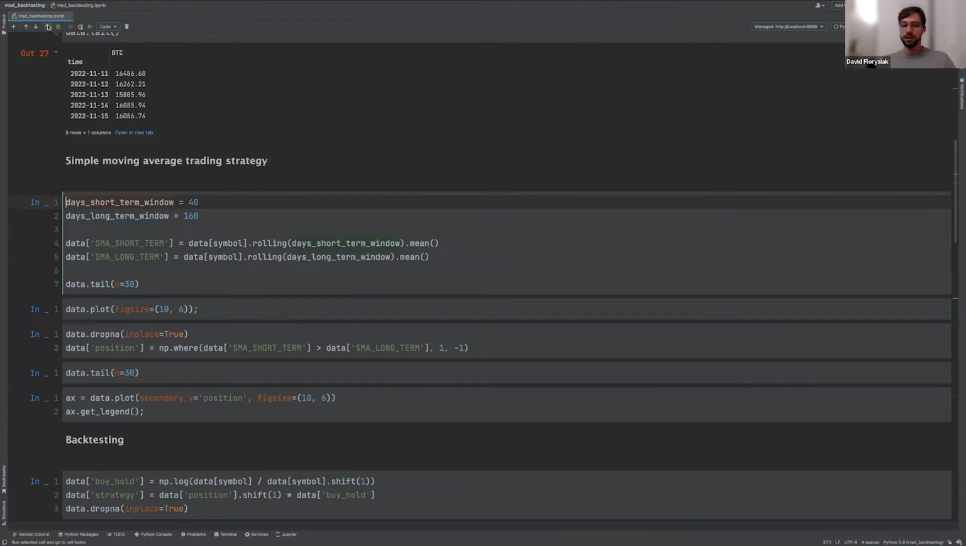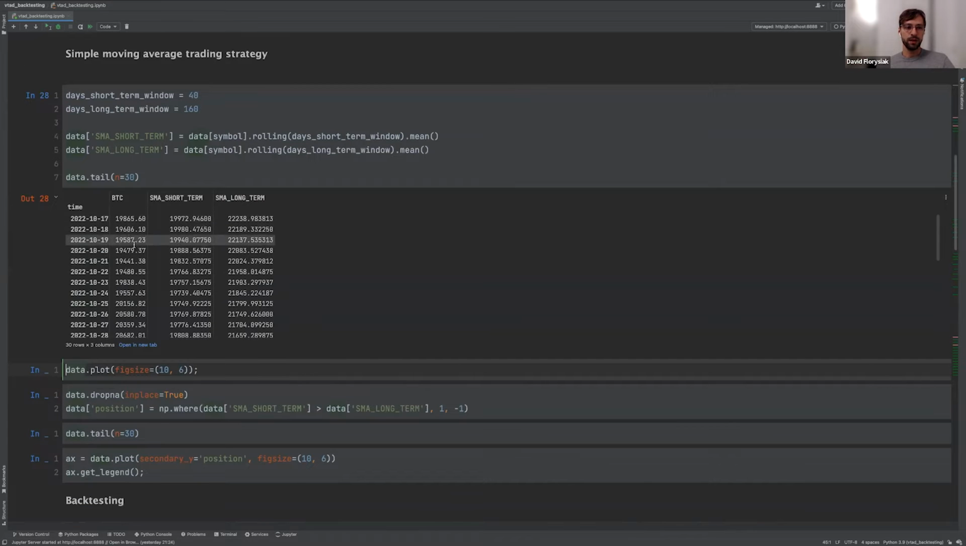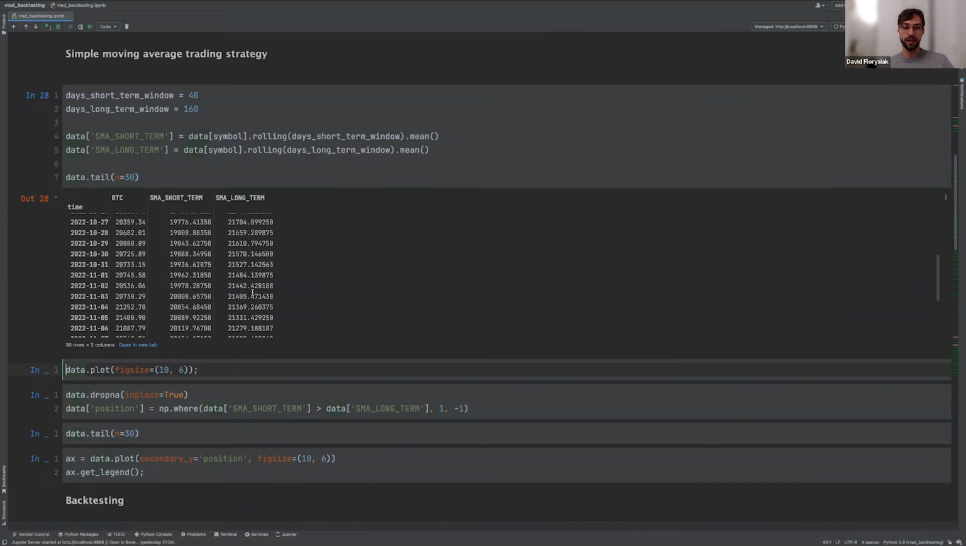Now, to implement the trading strategy, we need to calculate the short-term moving average and the long-term moving average. For each, we have to set the number of days which we are going to use to calculate the rolling windows. For the short-term window, let's say we take 40 days, and for the long-term window, let's say we take 160 days. If we do this, we will see here we have the Bitcoin price and the 40-day short-term moving averages and the 160-day long-term moving averages.